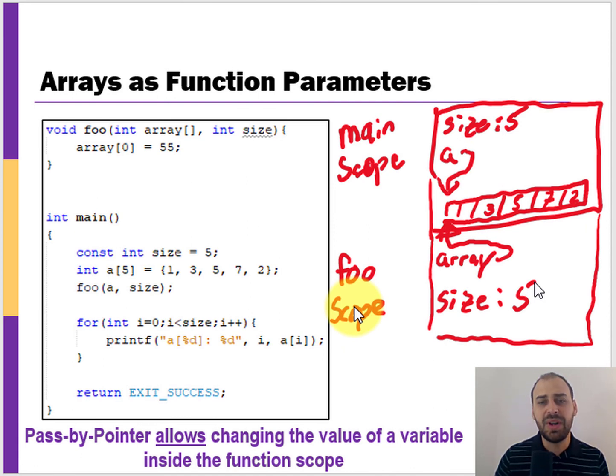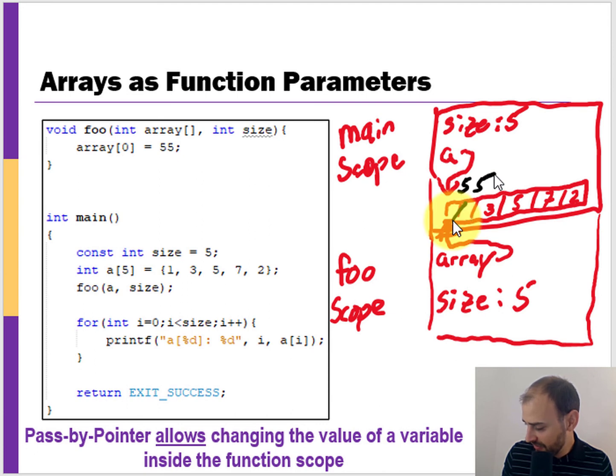So what happens is inside of the foo function, when we go ahead and change this location to value 55, we've changed that outside of the main. It was edited outside the main function scope, and we changed the original input data. So this way when we print out A, we're actually going to print out 55, 3, 5, 7, and 2. So this breaks a rule of how we treat things like a black box.